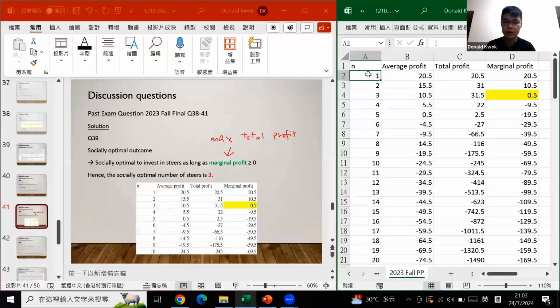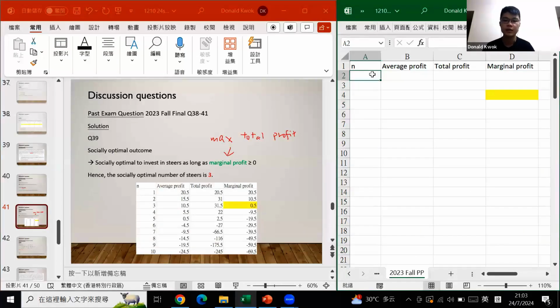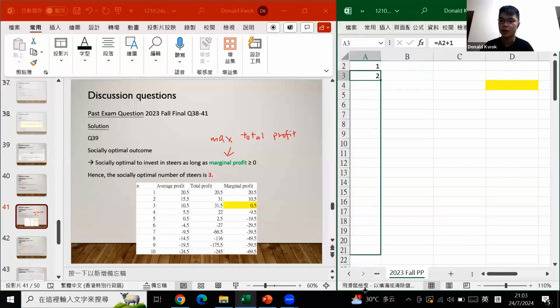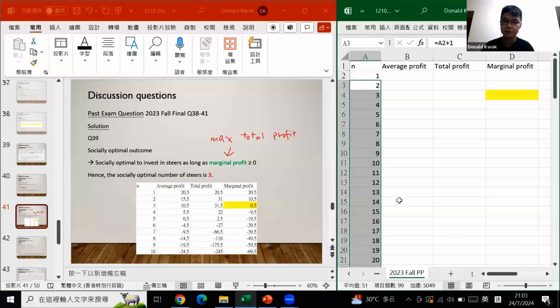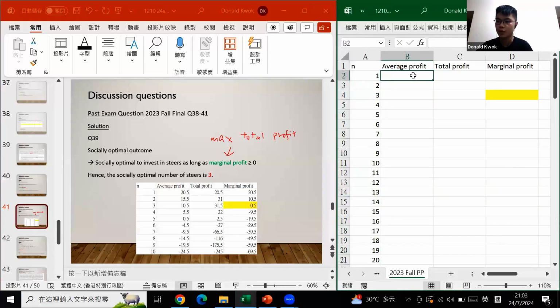Let me again clear everything. Right. So let's start with the first column, the N column. First cell is 1, and then the second cell will be the previous cell plus 1. And then we can just pull down until 100, the number of villagers there. So we have the first column.